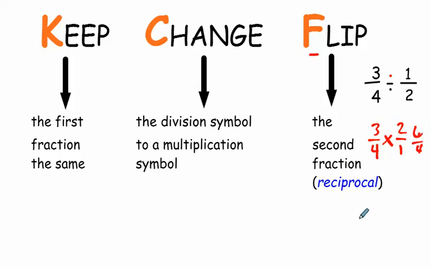That is improper. So how many 4s go into 6? 1, and there's 2/4 left, okay? 2/4, I can divide both of those by 2, so it gives me 1 1/2. All right.